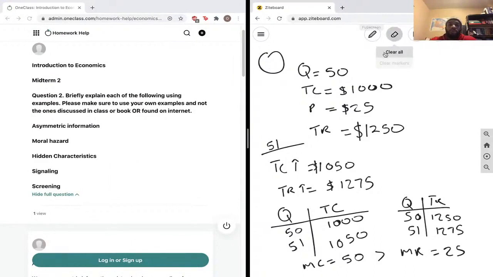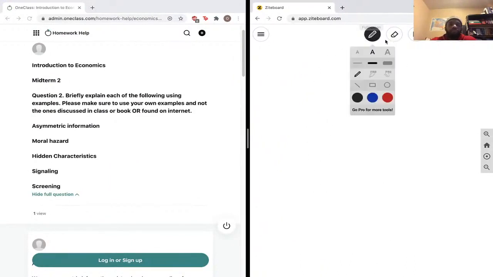Question 4. Question 2, it's from a midterm. Briefly explain each of the following using examples. Please make sure to use your own examples and not the ones discussed in class or a book or found on the internet.